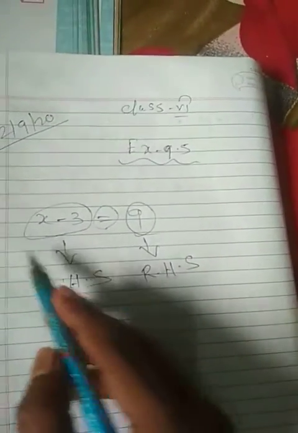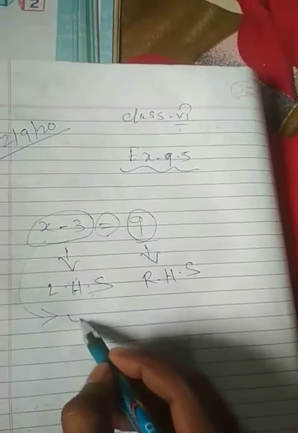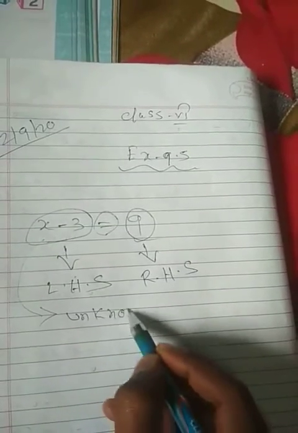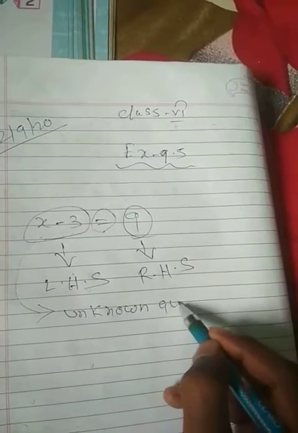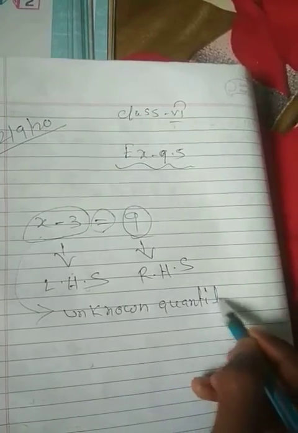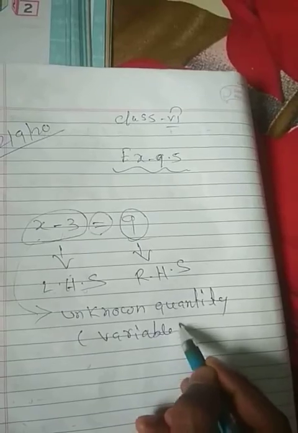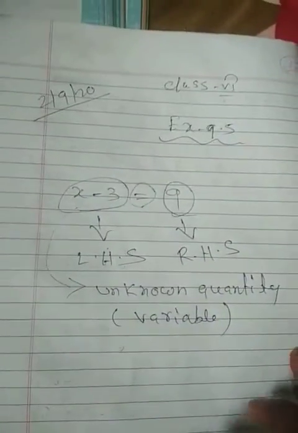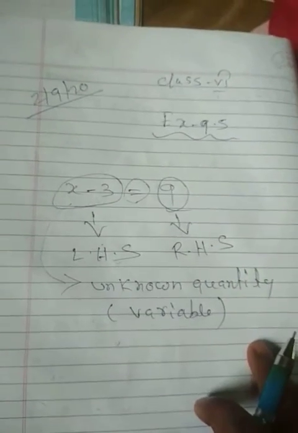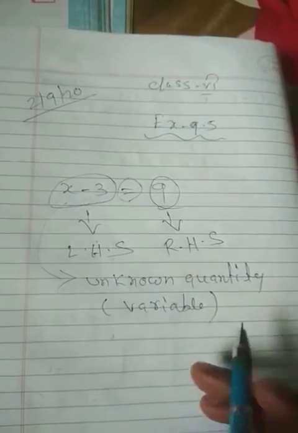And in a linear equation, if you want to solve, that means you have to find the unknown quantity. That means you have to find the value of the variable. That is also known as the variable. You know what is variable, what is constant. So you have to find the value of the variable in the equation. That is the process of solving.